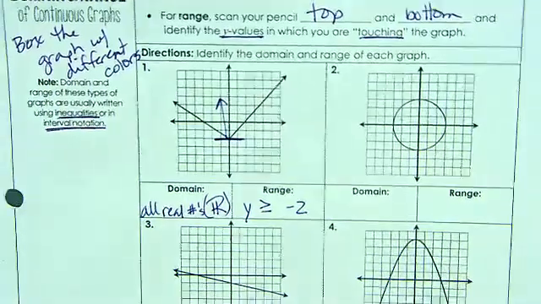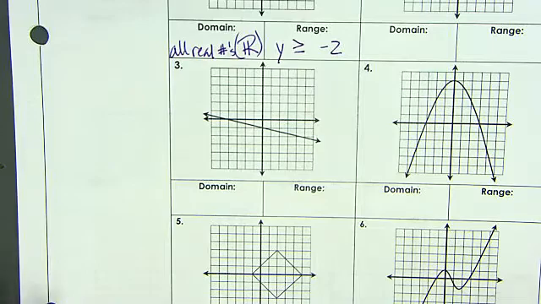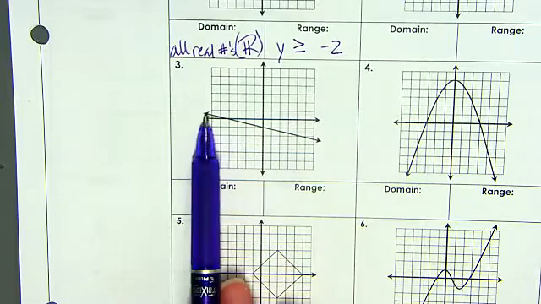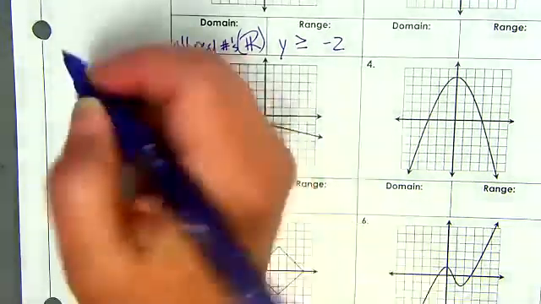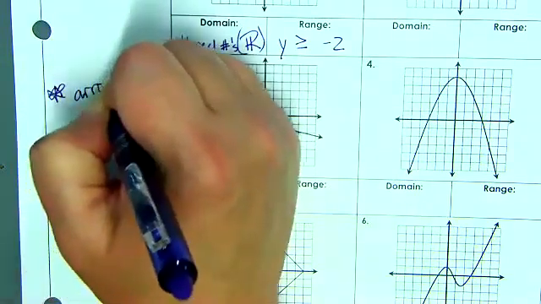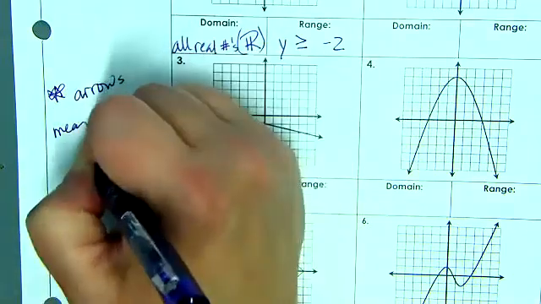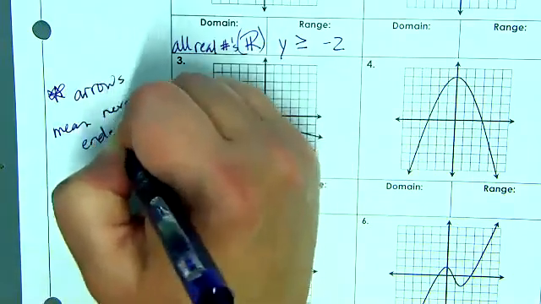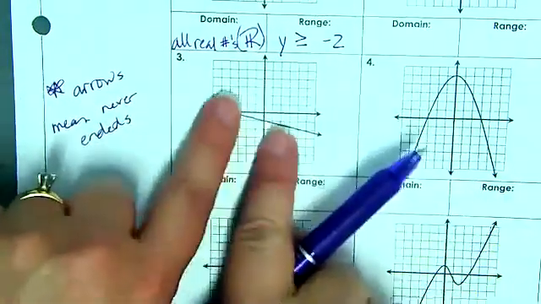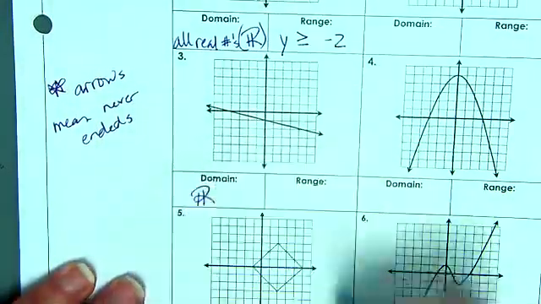All right, next example. With this one, first I'm looking at the domain. As I'm looking left and right, because it's got this arrow, arrows mean never ends. So it's never going to stop going in this direction, and it's never going to stop going in this direction. So it's always going out. So this is, again, all real numbers.